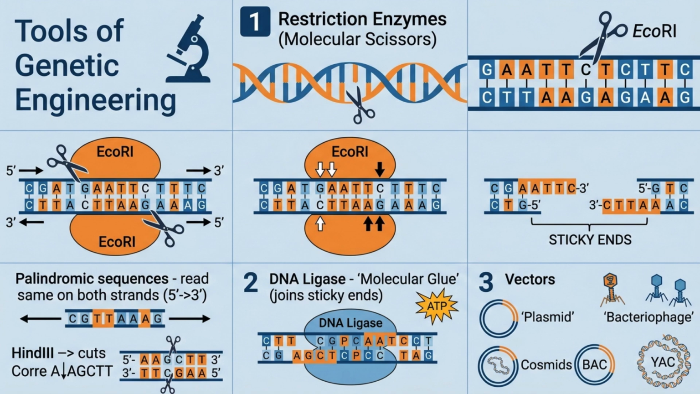Then we have DNA ligase, the molecular glue that joins these ends together. And finally, vectors, the vehicles that carry foreign DNA into the host. Plasmids are the most common vectors in NEET. They carry selectable markers like antibiotic resistance genes.